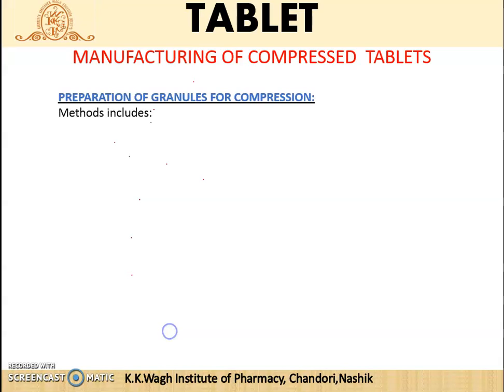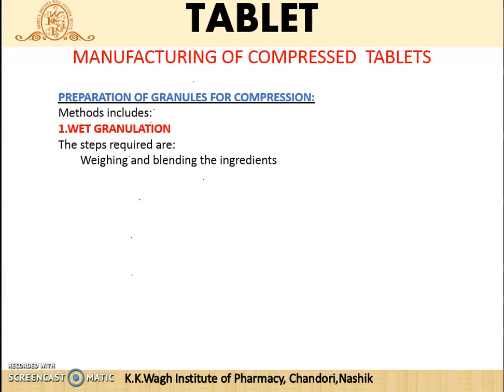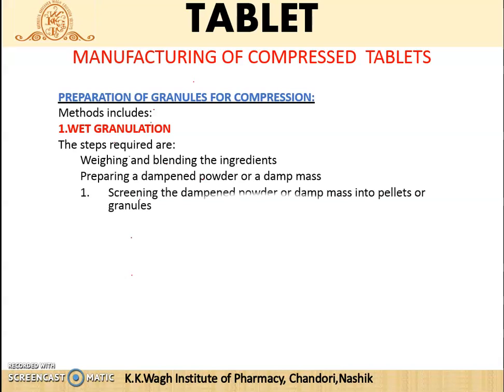Next, manufacturing of the compressed tablets. In the manufacturing of the tablet, there is a preparation of the granules. There are two methods of preparation of granules. The first one is wet granulation. There are some steps involved in wet granulation. These are weighing, blending ingredients, preparing a damp mass or damp powder.